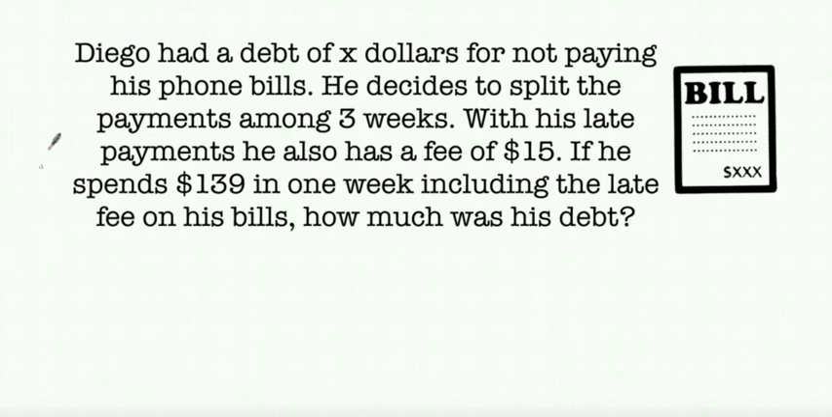So we don't know how much his initial debt was, so we could represent it using x. And we know that he decides to split the payments among 3 weeks. And with that, he also has a fee of $15. So we're going to subtract 15 because he's also losing out on $15. So that's how much he spends for one payment and the fee. And in order to get x by itself, to figure out how much his initial debt was, we have to first add 15 on both sides.